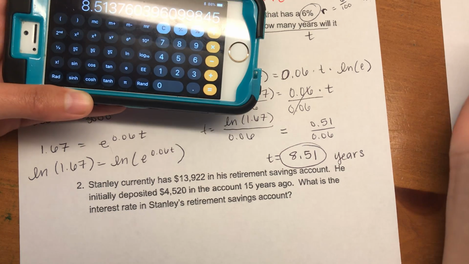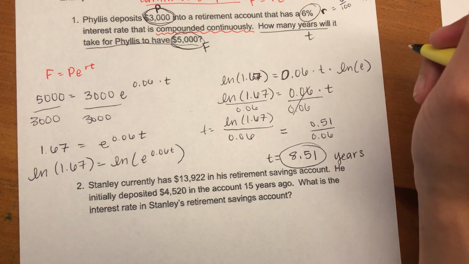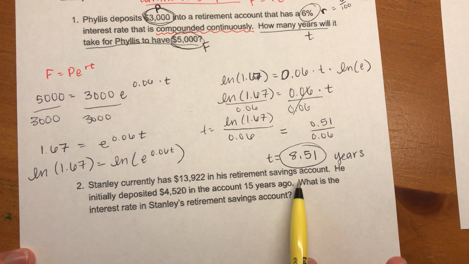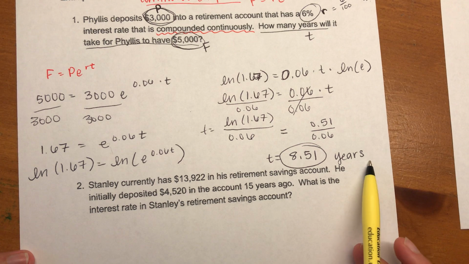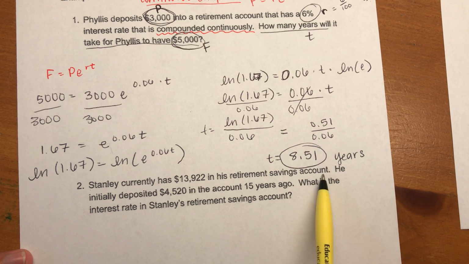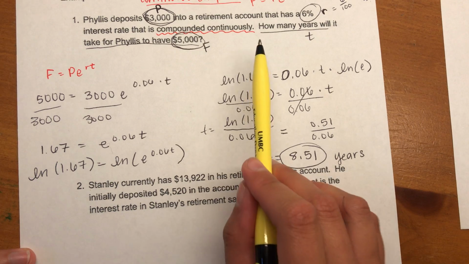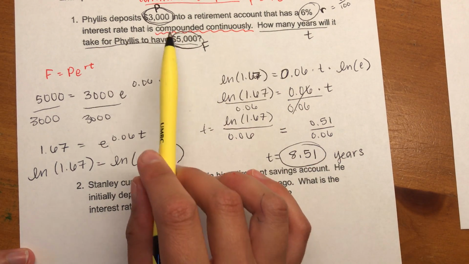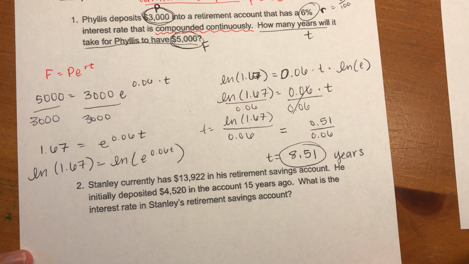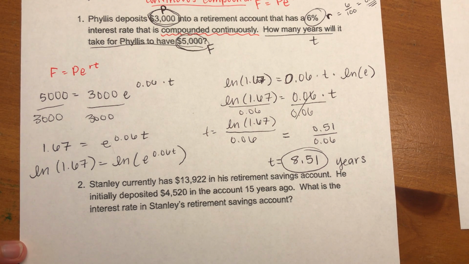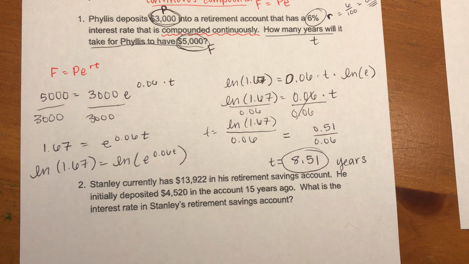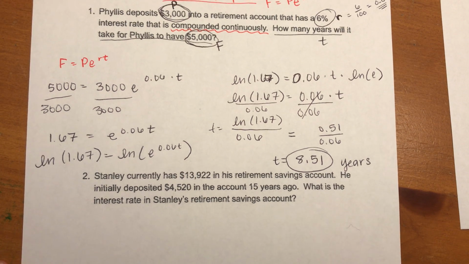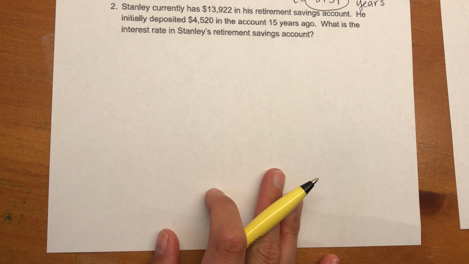8.51 years. Now, in the classwork, you don't need to put the units because it's easier for me, or the key is not going to have the units, but it's important to know what the units are, okay? So if t is years, it would take 8.5 years for Phyllis to get $5,000 in her retirement account. Okay? So it's very similar to lesson 18, but now we're just using the natural logarithm instead of the common logarithm. All right, let's go to number 2.